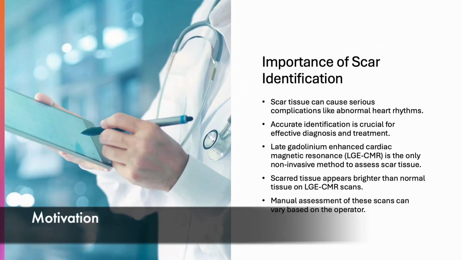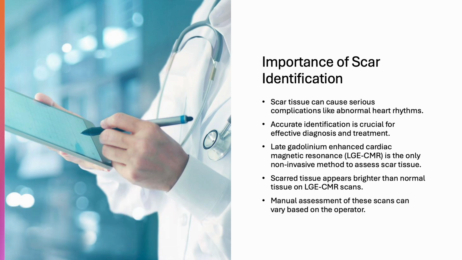Scar tissue in the heart can lead to serious complications such as abnormal heart rhythms, making accurate identification paramount for effective diagnosis and treatment. Identifying scar tissue accurately can help clinicians make informed decisions and improve patient outcomes. The only non-invasive tool to assess scar tissue is through an advanced 3D imaging technology known as late gadolinium enhanced cardiac magnetic resonance, or LGE-CMR, in which scar tissue appears brighter than normal healthy tissue. Manually assessing these scans can vary depending on the operator.